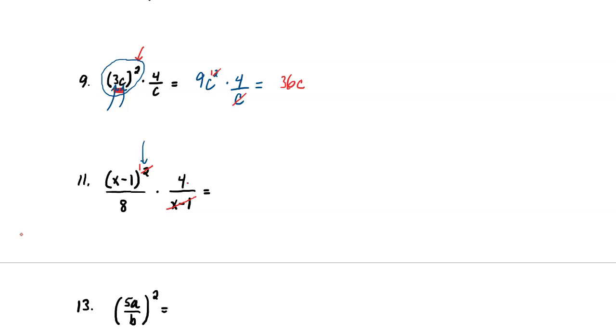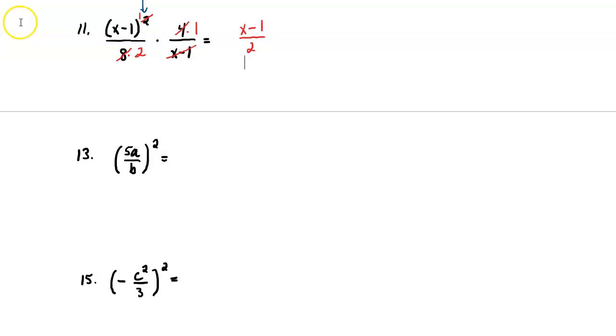Now let's look at the 4 and the 8. Those are divisible by 4. 4 divided by 4 makes 1, and 8 divided by 4 makes 2. The final result has an x minus 1 in the top and the number 2 in the bottom.